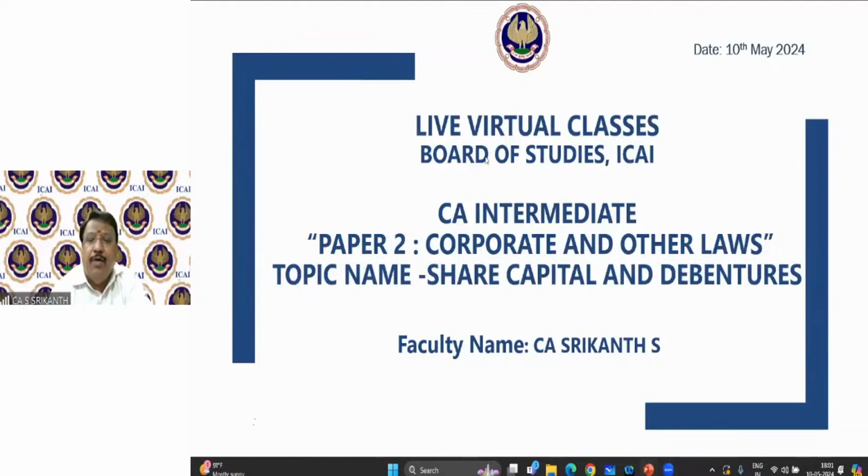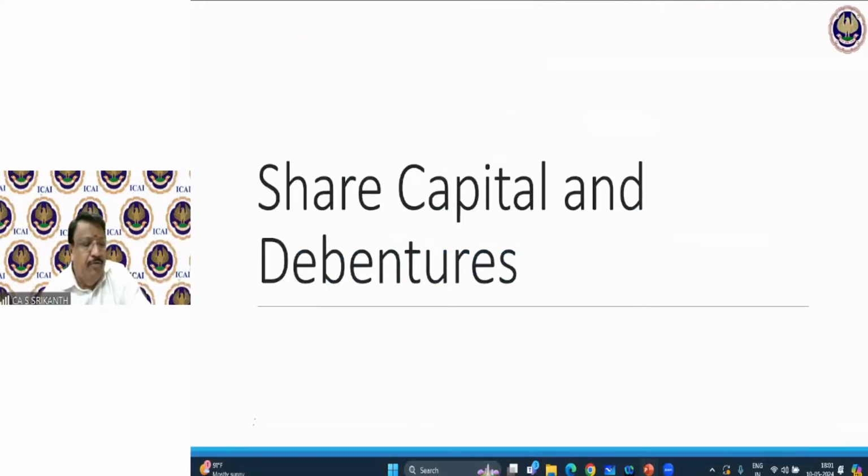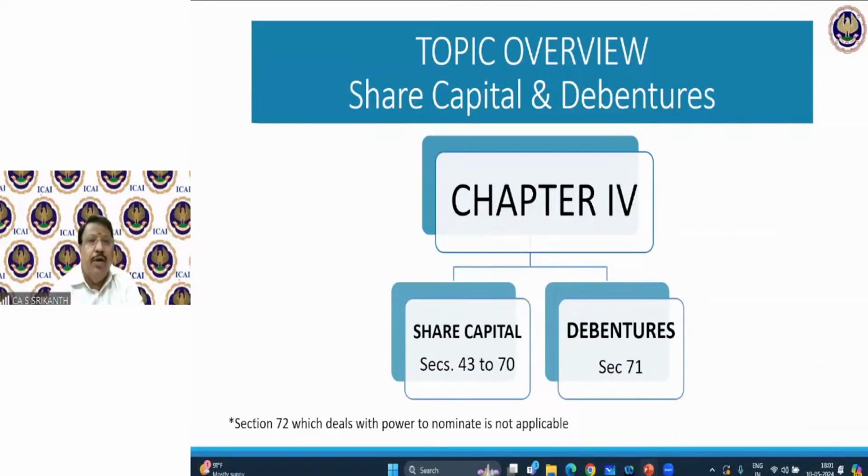We already saw a little bit of this in preliminary when we defined a share. Now we are going to go in depth into share capital. We also saw the types of share capital, so we won't waste our time on that here. Rather, we will talk about how to increase capital, how to reduce the capital, buyback, etc. Sections 43 to 70 deal with share capital. Just one section, 71, deals with debentures.